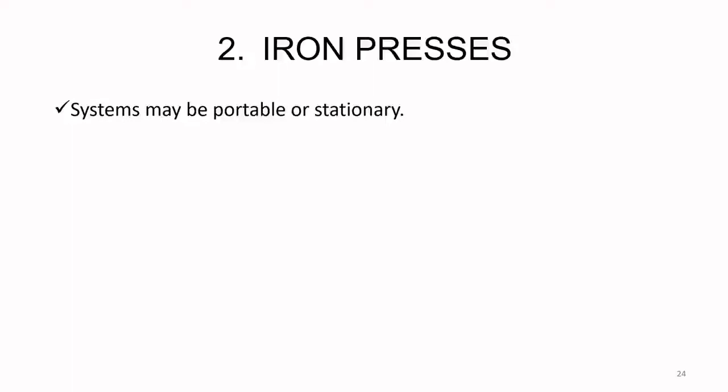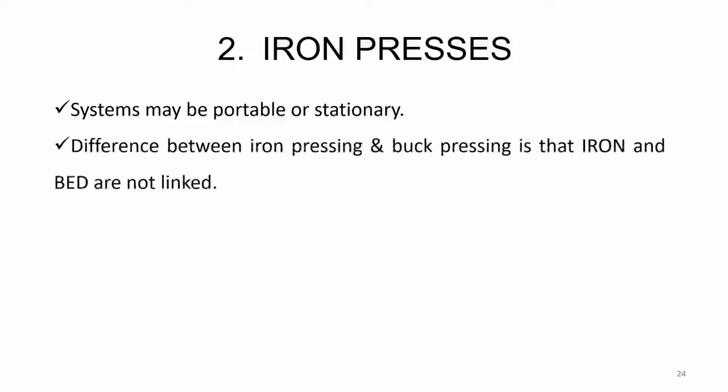Further, systems may be portable or stationary. Now, this is something which is stationary because you have this huge system. But the press that we use at home is portable. You switch it on, you plug it into any of the plug points, and then you can do your ironing. So that is a portable one. And the one which we saw in the previous slide, that is the stationary one.